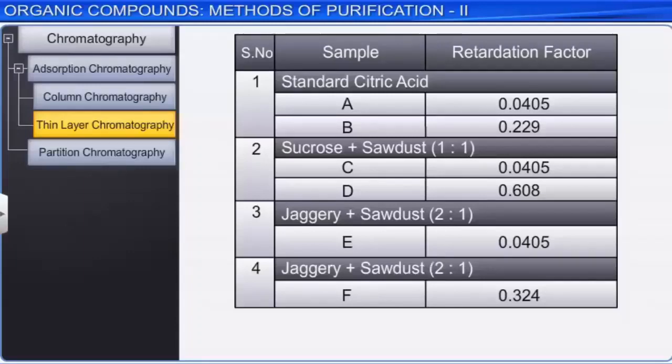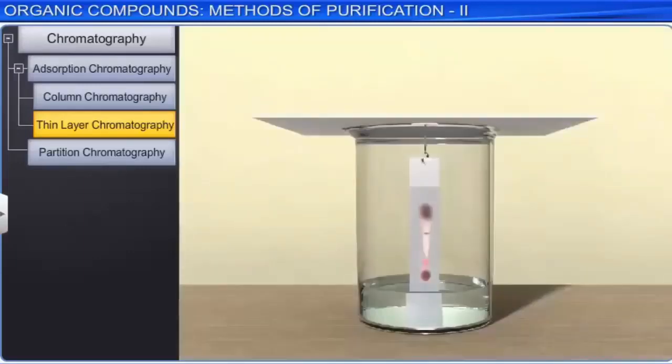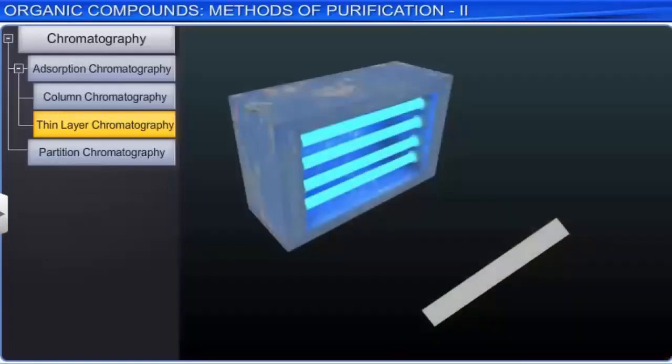The components are separated into separate spots, appearing from the bottom to the top of the plate. Depending on the degree of adsorption, the separation of the components takes place and leaves different colored spots when the compounds are colored at different levels of the plate. The spots of the colorless compounds, which are invisible to the eye, can be detected by placing the plate under ultraviolet light.